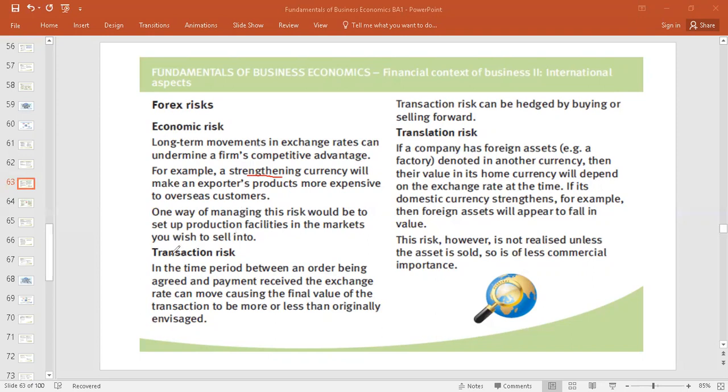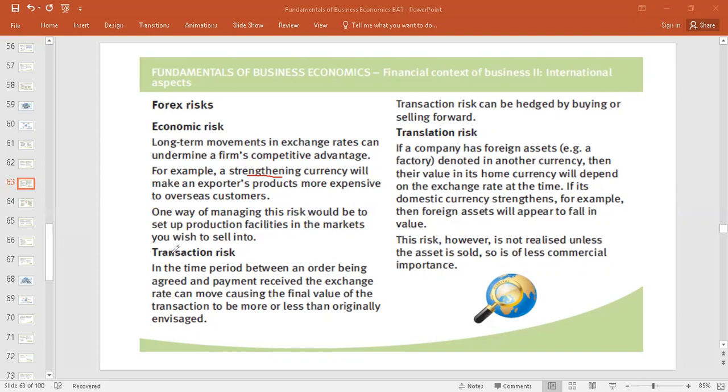Then transaction risk: the time period from the time they agree to take up a transaction to the day when they actually pay the amount. Any time period between these two, if there is any fluctuation in foreign exchange that affects the business, we call that transaction risk.